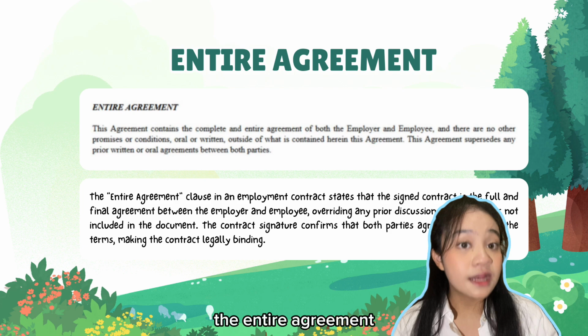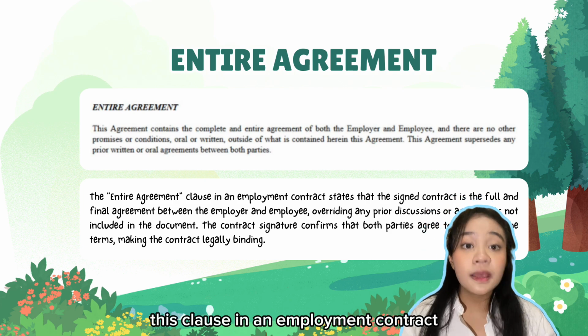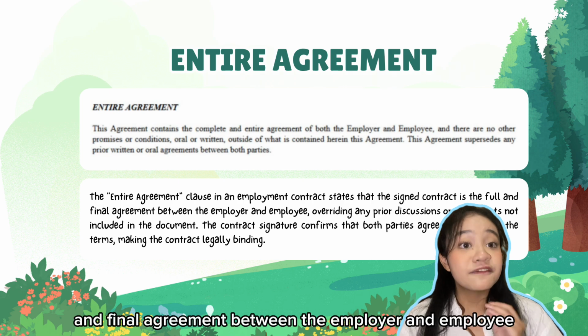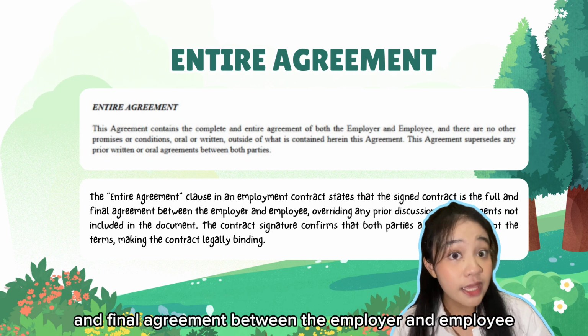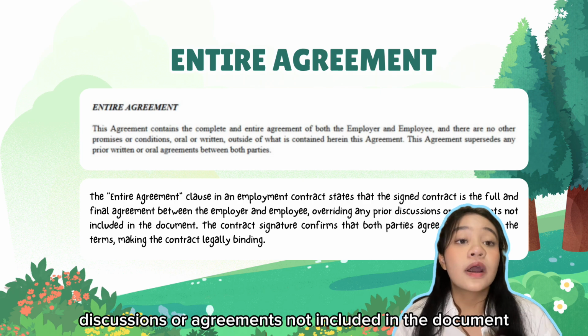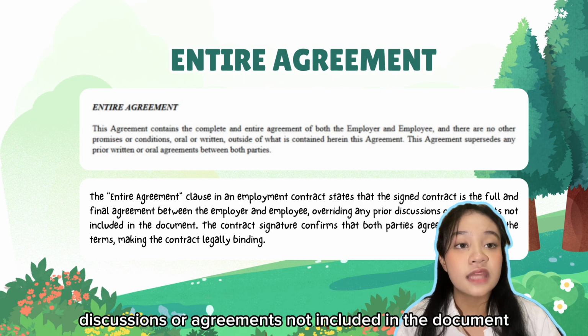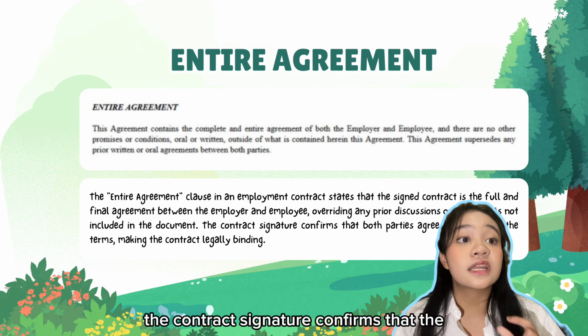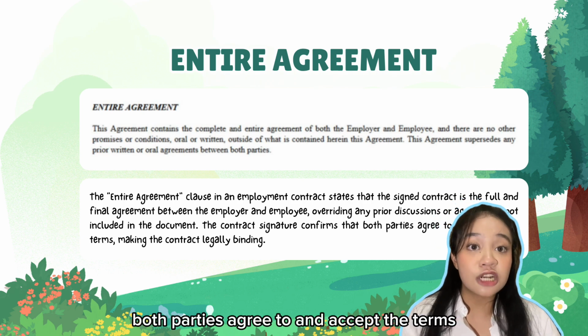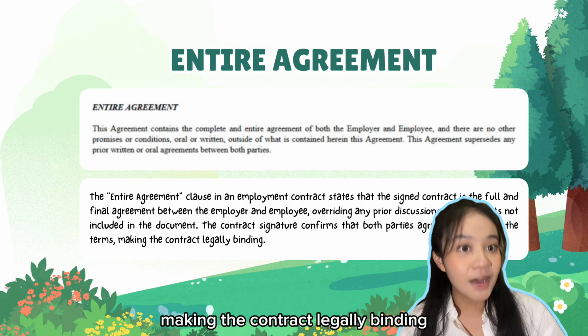The entire agreement. This clause in an employment contract states that the signed contract is the full and final agreement between the employer and employee, overriding any prior discussions or agreements not included in the document. The contract signature confirms that both parties agree to and accept the terms, making the contract legally binding.